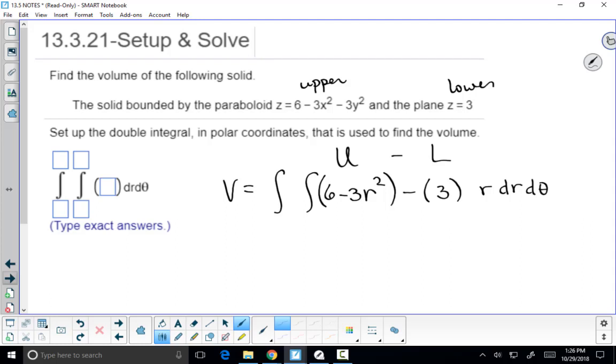So if we wanted to do this as a triple integral in cylindrical, the innermost integral would just have this as the lower limit, and that is the upper limit. And then you'd have a triple integral in cylindrical, and we'd have to add a dz.